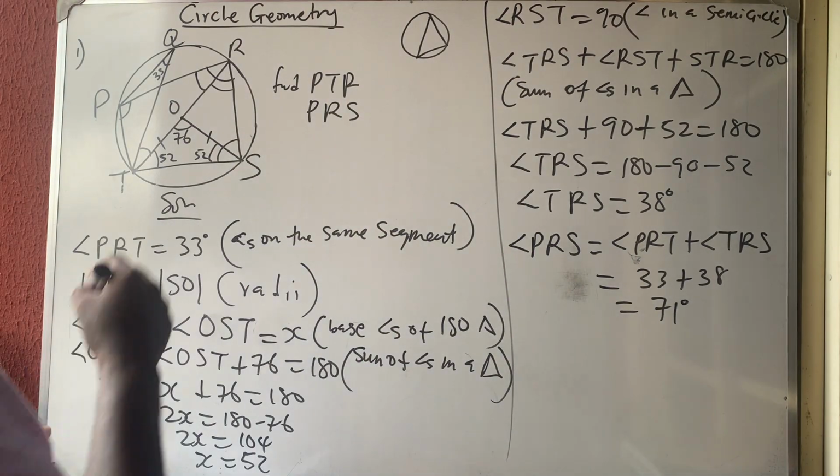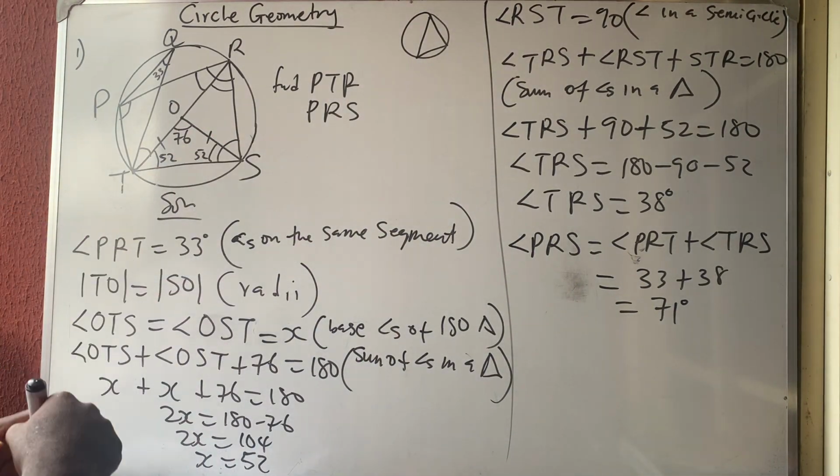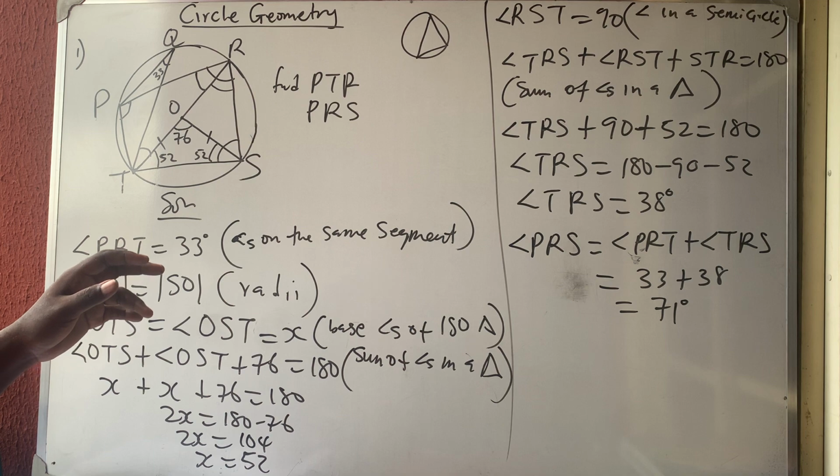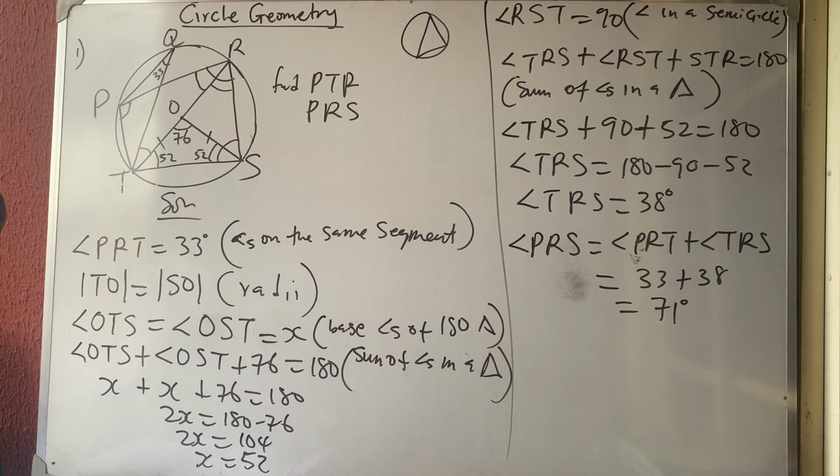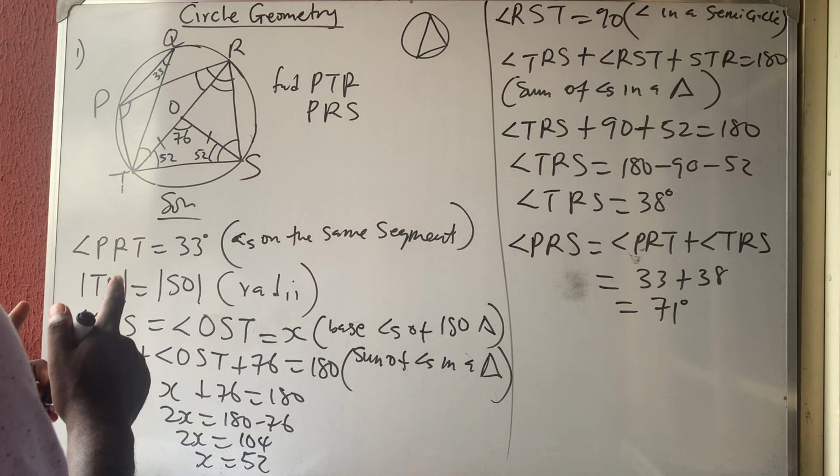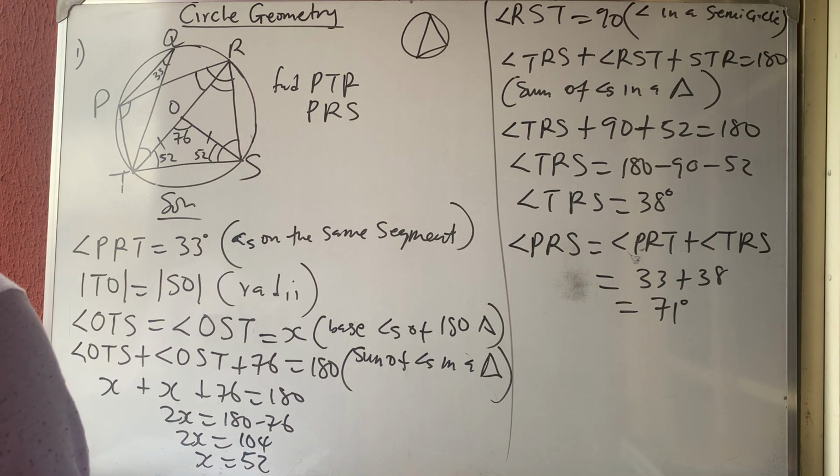Okay. So we have gotten one. So remaining one. How do we get it now? They say we should find angle. Which angle did they say we should find? This small place. Okay. To find that small place, what do we do?